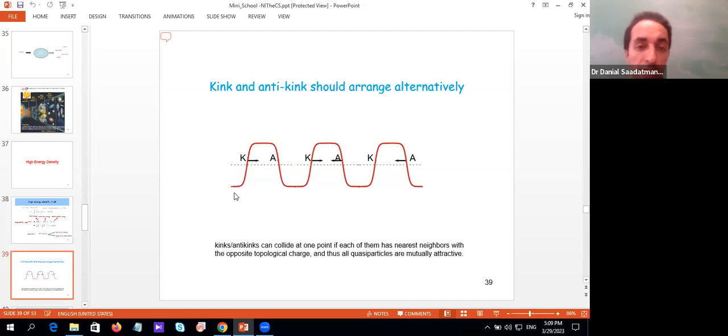In order to get the maximal value of the energy density in the collision of the kink and anti-kink solitons, kink and anti-kink should be arranged alternately, which means that each kink or anti-kink must have neighbors with opposite topological charge, because as I explained, the kink and anti-kink can attract each other. To get a higher maximal value of energy density, they must be arranged alternately, as I show in this figure.